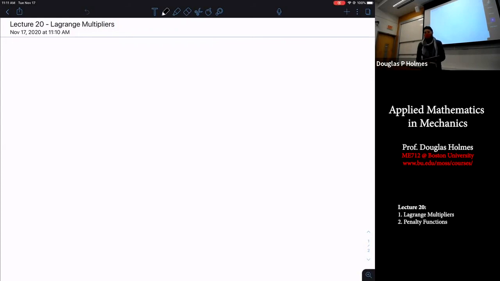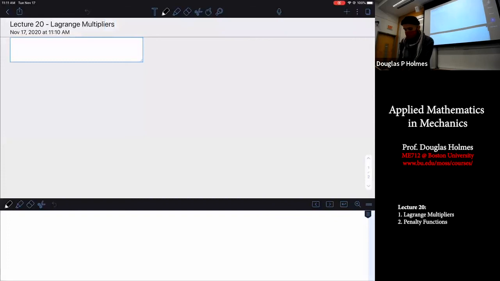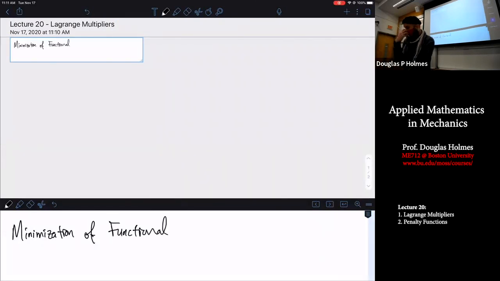Let's get started. What we now have the ability to do is to minimize a functional. And one of the most common ways that you encounter minimization problems is when you're trying to minimize something with some sort of constraint. Let me give you an example.